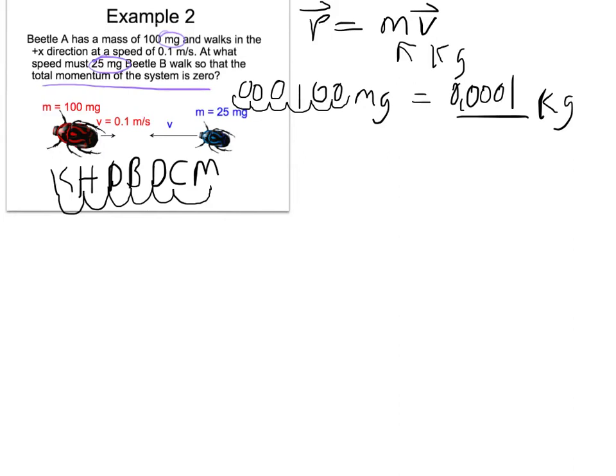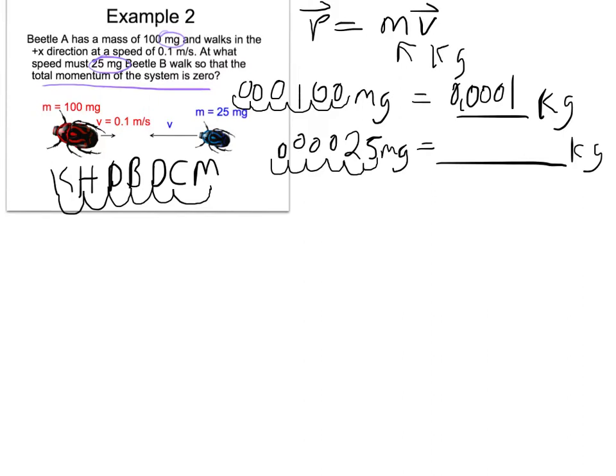So now we have to convert the other beetle. 25 milligrams equals blank kilograms. 1, 2, 3, 4, 5, 6. Fill in those 4 spaces with zeros. 0.0000025 kilograms. Now the problem tells us that our total momentum, so P1, and let's call this guy over here bug 1, and this one bug 2, plus P2 is equal to 0.